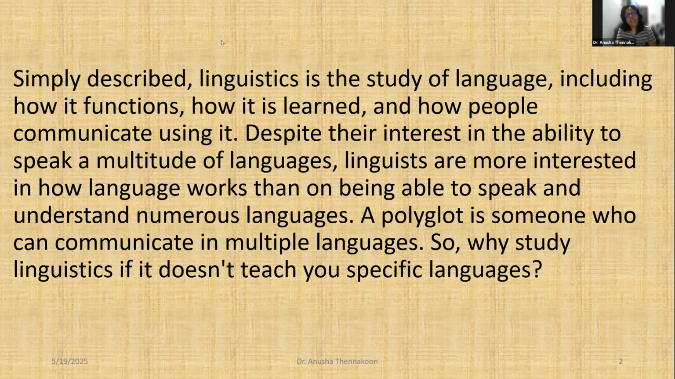So why study linguistics if it doesn't teach you a specific language? You students are learning linguistics, but when you are learning linguistics, you don't learn a new language. Learning linguistics doesn't mean you are learning a new language. So if it is not learning a new language, why is it important? That is what we are going to understand now.